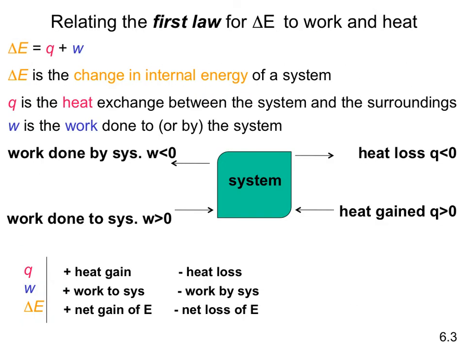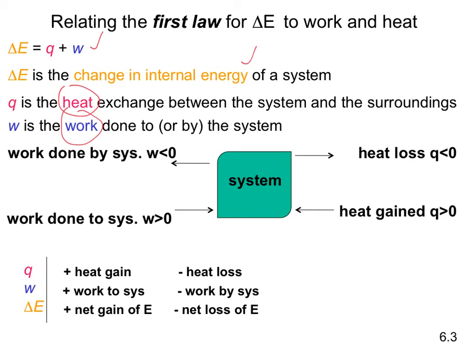Okay, so let's relate the first law of thermodynamics to our work and our heat. We're going to be utilizing this equation here: delta E, our change in energy, is equal to Q plus W. Delta E is the internal energy change, Q represents heat, and W is work. The heat is the exchange between the system and the surroundings, just like we discussed on the past couple of slides.